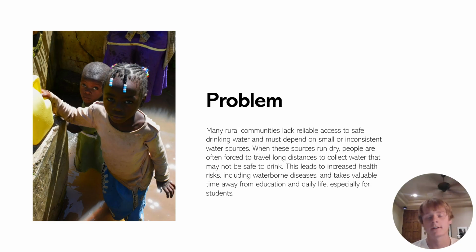The main issue is not just the lack of water, but the lack of reliable and safe access to it. In many rural communities, the only available systems are small rainwater tanks or nearby wells. These sources can easily run out or become contaminated. When that happens, people are forced to travel long distances, sometimes multiple times a day, just to collect water. This creates multiple problems. First, the water quality is often poor, which leads to waterborne diseases. Second, the time spent collecting water takes away from school, work, and other important activities. So the problem is really a combination of availability, safety, and accessibility.